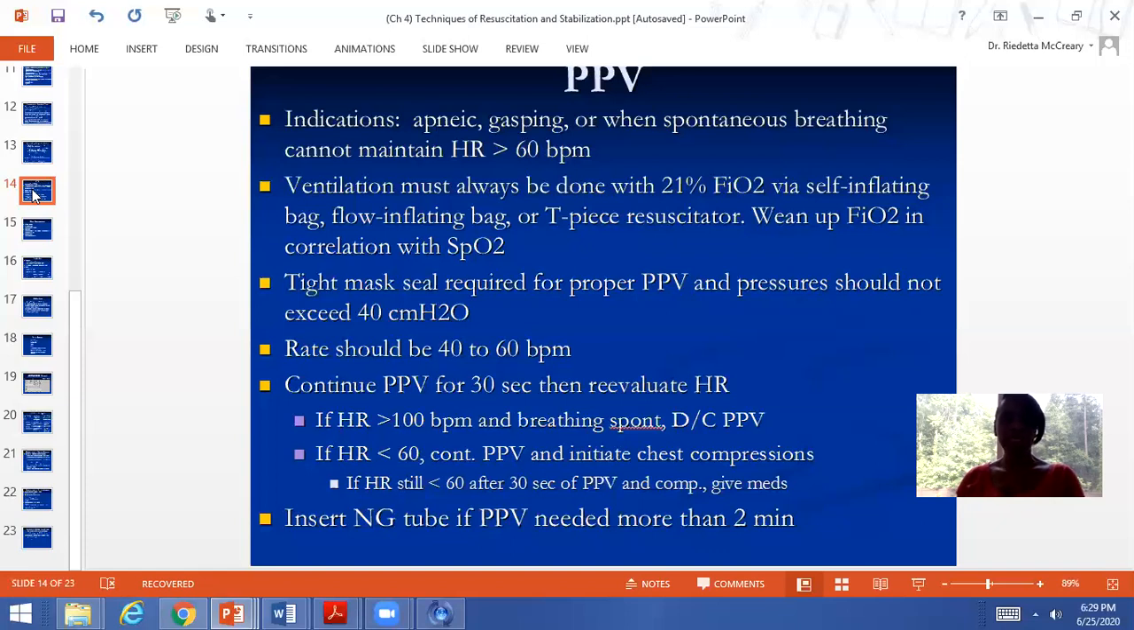So a tight mask seal is required because you're going to be delivering positive pressure ventilation with a bag and a mask, or with a device and a mask. And pressure should not exceed 40 centimeters of water pressure. So depending on whether it's a term or preterm baby will determine what pressures you need.